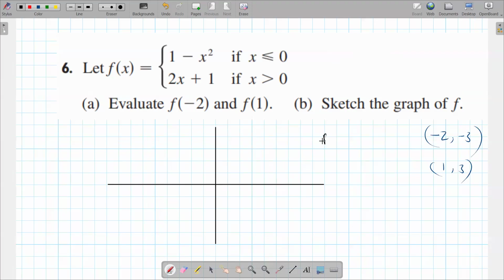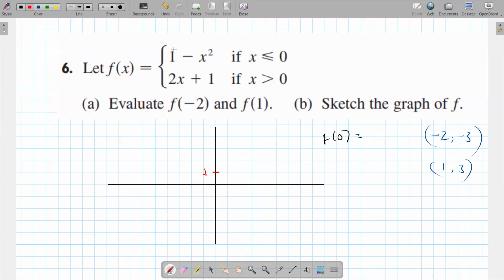Can you tell me what's going to be f of 0? Because the point they split up is 0. So we want to find the y value at that point. Which equation would apply at f of 0, the top or the bottom? The top. So it's going to be 1 minus 0, it's going to be 1, correct? At f of 0, the y value is 1.